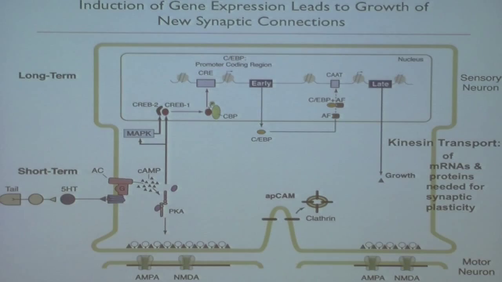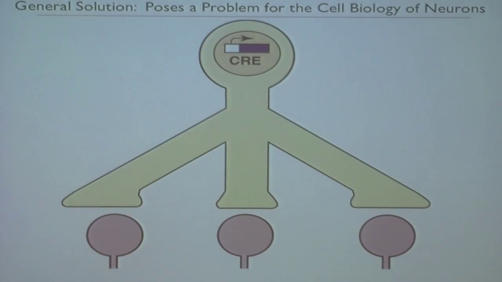With great variations, this has turned out to be a general theme. Long-term memory involves transcription, almost invariably mediated by CREB alone or in combination with other transcription factors. And it leads to the growth of new synaptic connections. So although this has been of general biological interest, it's raised a very profound question in the biology of memory storage.